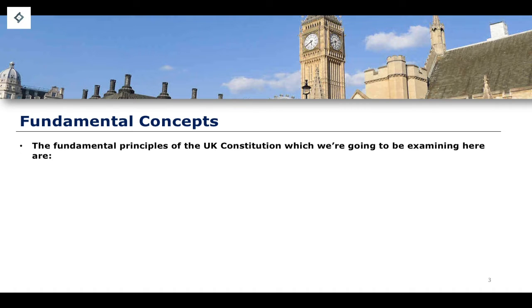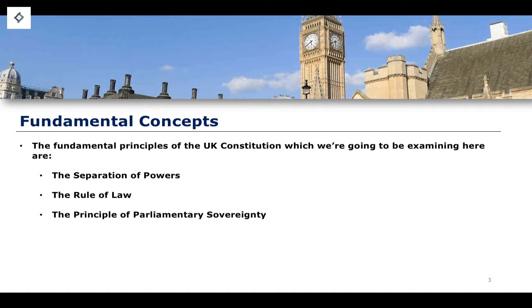So, the fundamental principles of the UK Constitution are as follows. If we were to just list them out, we'd be talking about the idea of the separation of powers. We'd be talking about the concept of the rule of law, and we'd be talking about the concept of parliamentary sovereignty. Those are arguably the three most important fundamental principles of the UK Constitution.